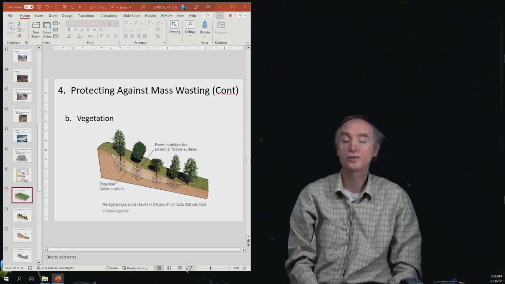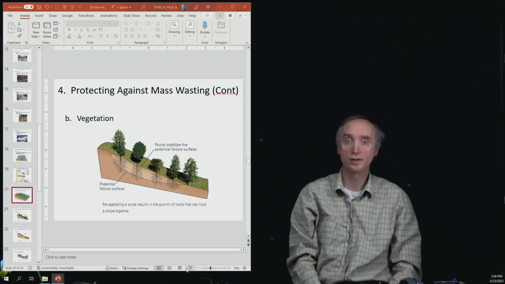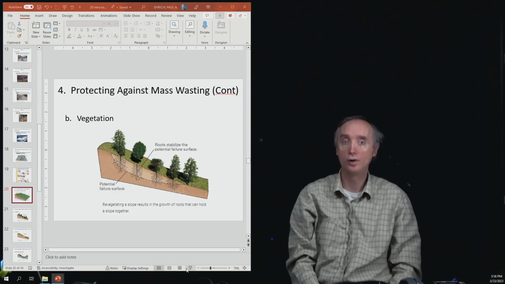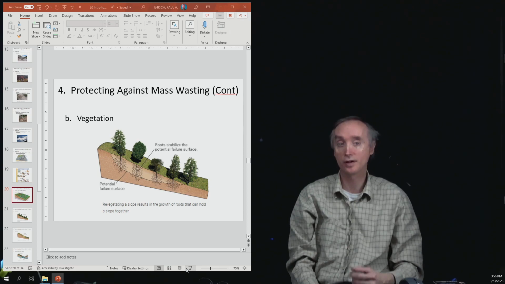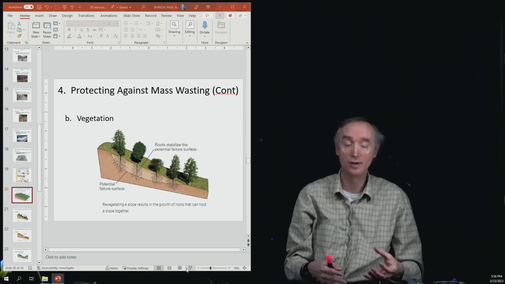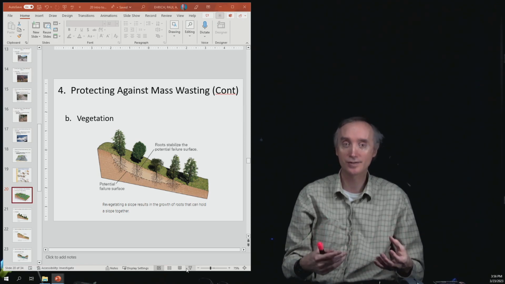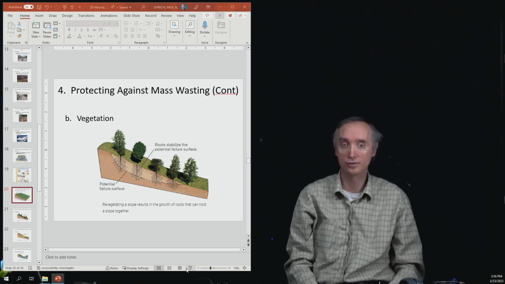Okay, so how do we protect ourselves against mass wasting? Well, one way is by planting vegetation. Vegetation is going to have roots. The roots are going to help hold things together, and it's going to make it less likely that things are going to slide.